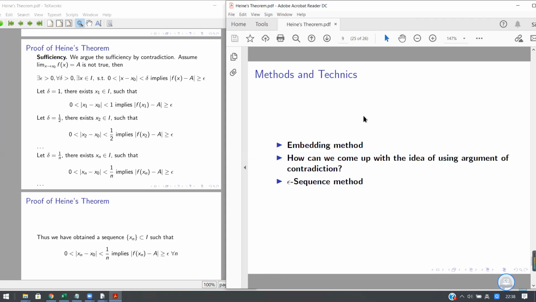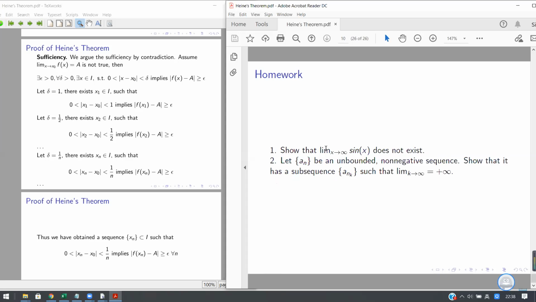Okay, so this is Heine's theorem. This is the lecture for today. And finally, our homework. This will help you to review what you have learned, not only the theorem itself, but also the methods we just talked about today.